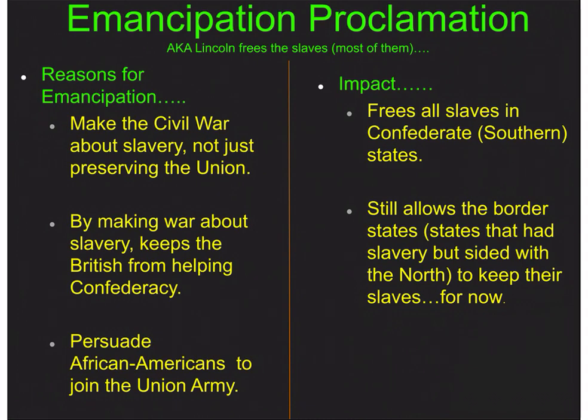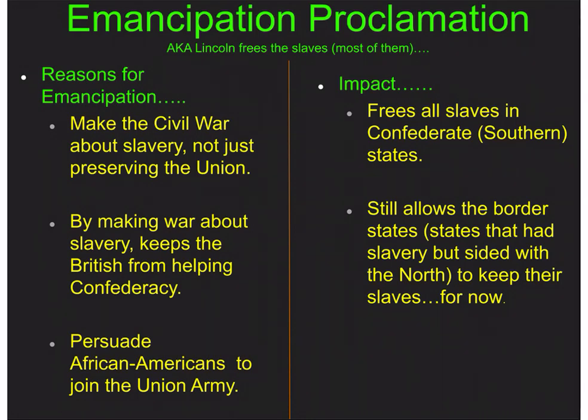So I'm going to jump to the next screen. The Emancipation Proclamation, basically Lincoln is going to officially free all the slaves. Well, most of them. The reason for the proclamation is to make the Civil War about slavery, not just about preserving the Union.